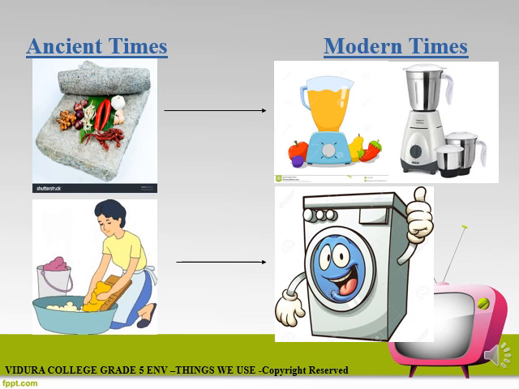Then I am showing here the grinding stone. Now instead of the grinding stone, just to chop and grind things, we use the blender and the grinder. Then the next one, using our hands we used to wash our clothes. Now also we are doing that. So just to make our work easy, now we use the washing machine.